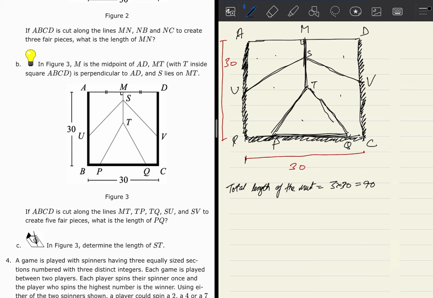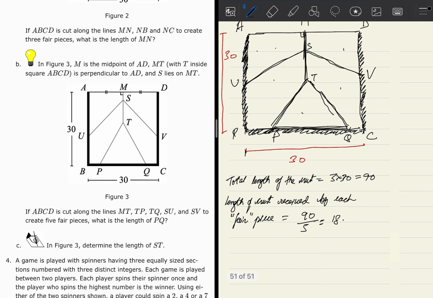So the length of crust received by each fair piece is equal to 90 divided by 5. Now if we divide 90 by 5, we get 18. And so each of these lengths is equal to 18. So AU equals 18.